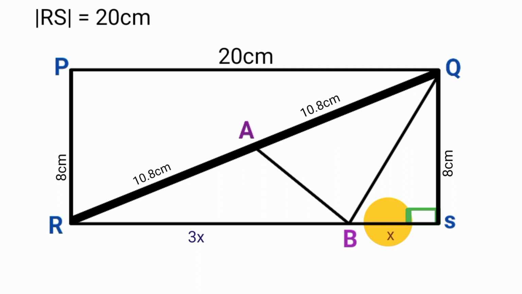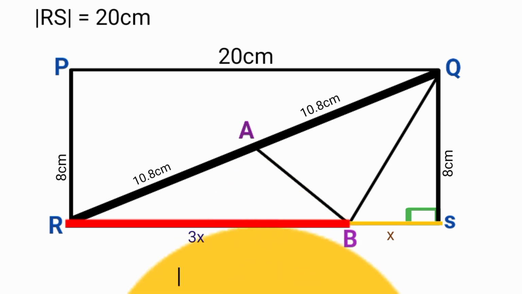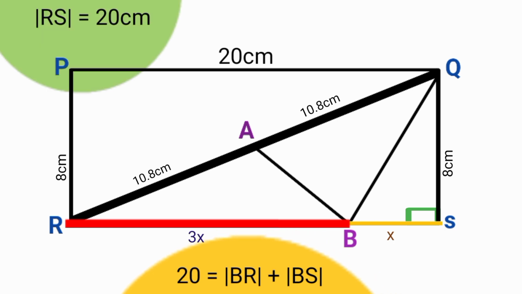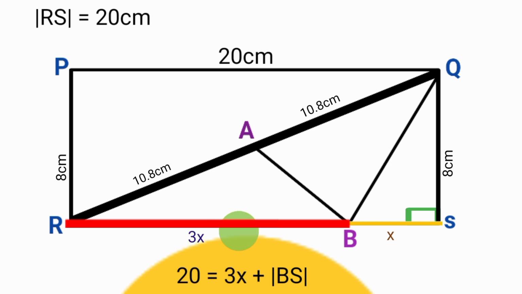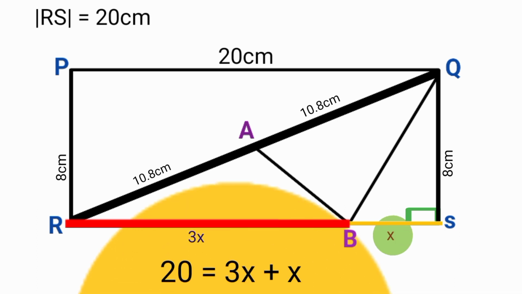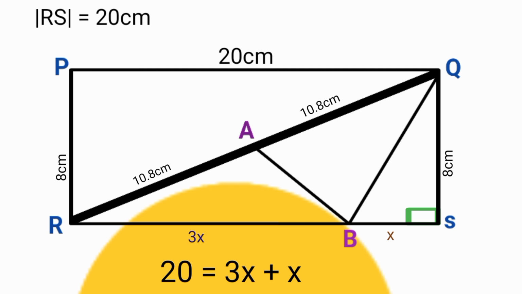Now let's come back here, because our main reason for finding the length of line RS is to find the length of line BS. So if you look here, since this line BS and line BR make up line RS, you can say line RS equal to line BR plus line BS. Line RS is 20 centimeters, BR is 3x, and line BS is x. So now 20 equal to 3x plus x. 3x plus x is 4x. So now 4x equal to 20.